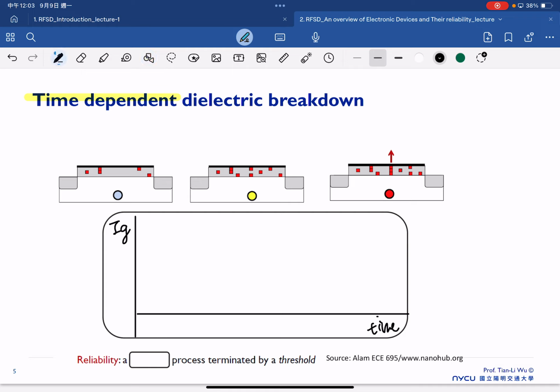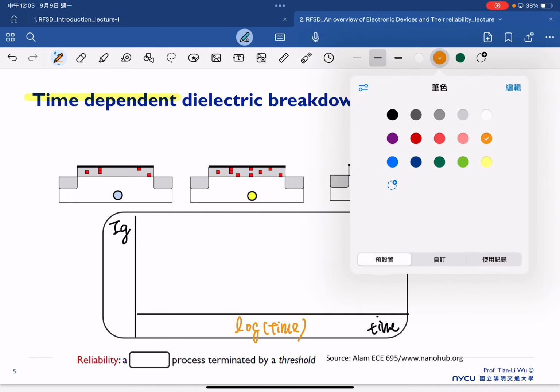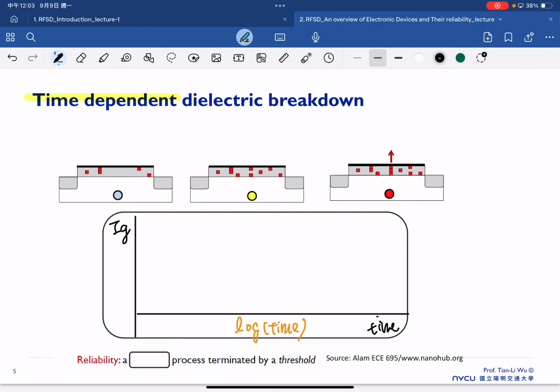So the x-axis is time, and usually we prefer to plot this as a log scale to make the phenomenon easily observed. Usually we will plot in the log scale here. And to understand the time-dependent dielectric breakdown, first we have to understand the typical characteristic for the gate leakage current.